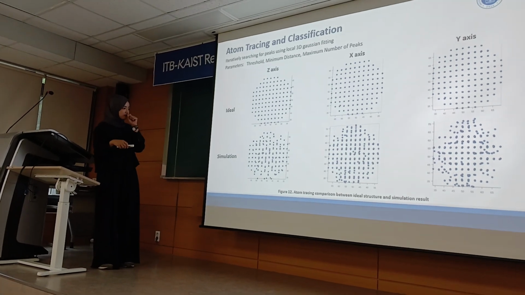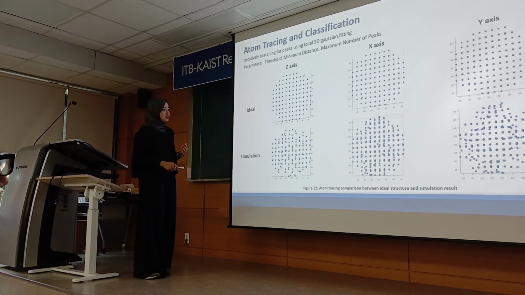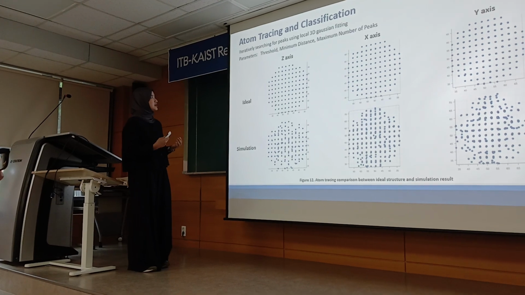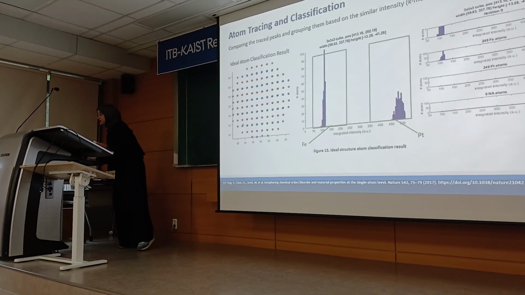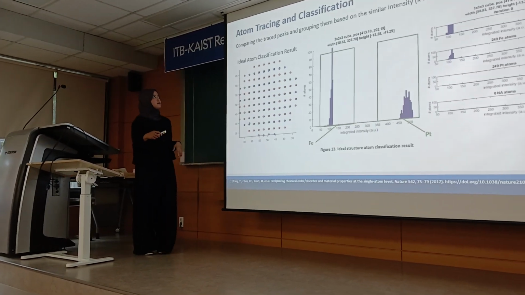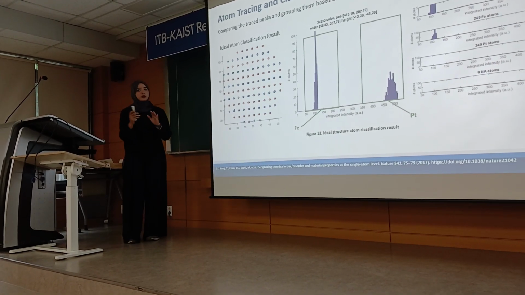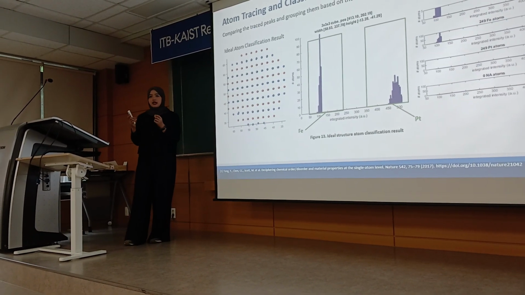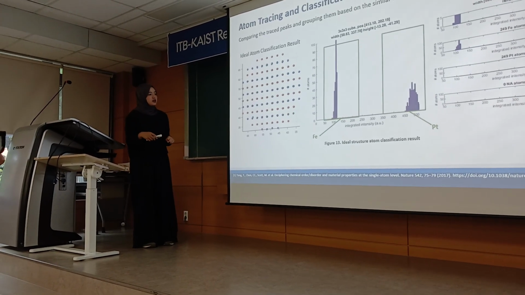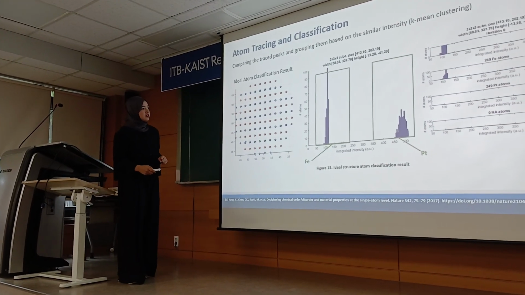I compare the tracing result between the ideal volume and the simulation volume. There are several differences that we can see better after the atom classification. After we know the atom coordinate positions, we can classify them by the K-means clustering algorithm. We are going to compare the traced peaks and group them based on their similar intensity. So for the ideal atom classification result, this is the result, and this is the algorithm.